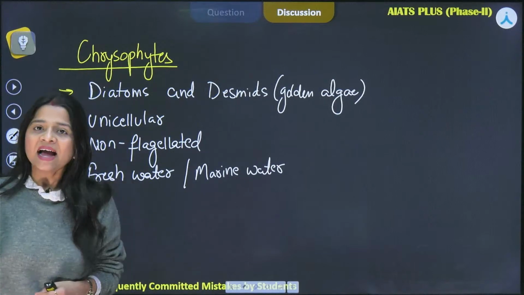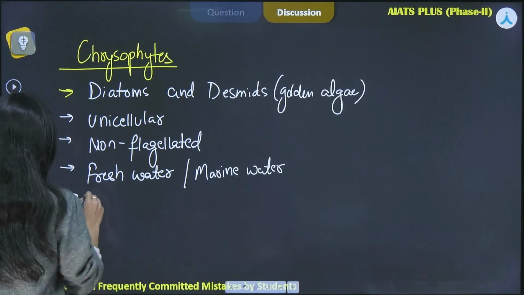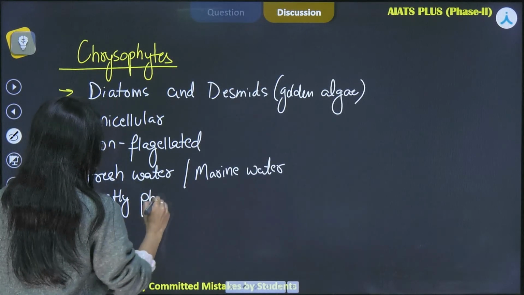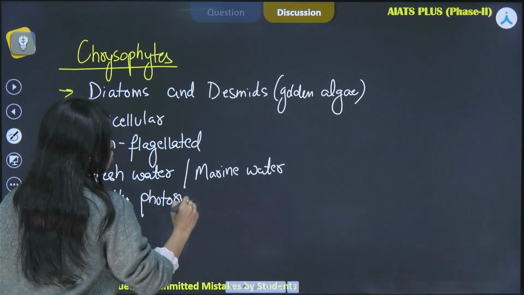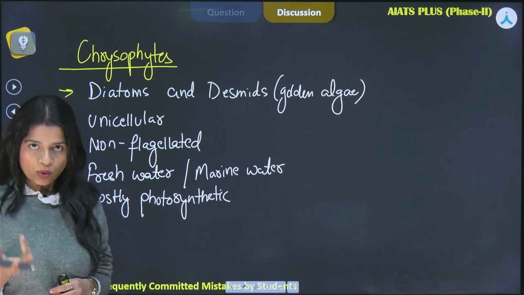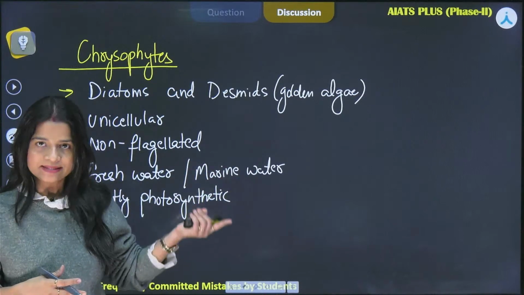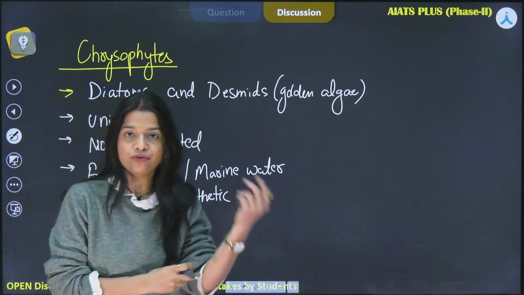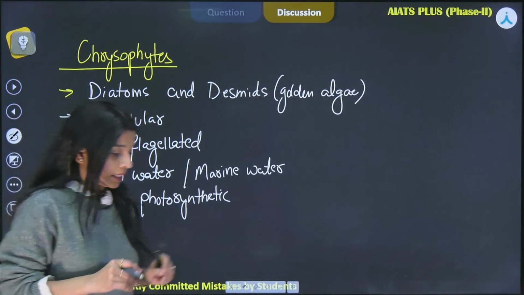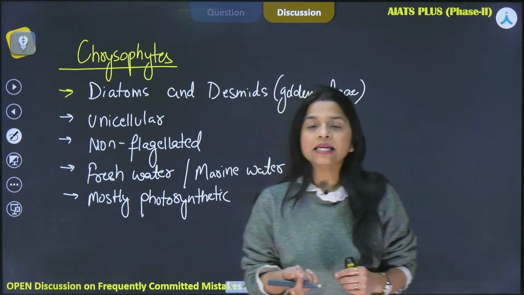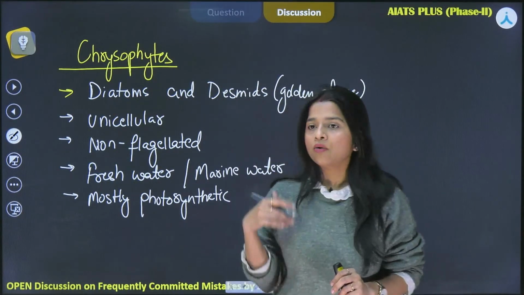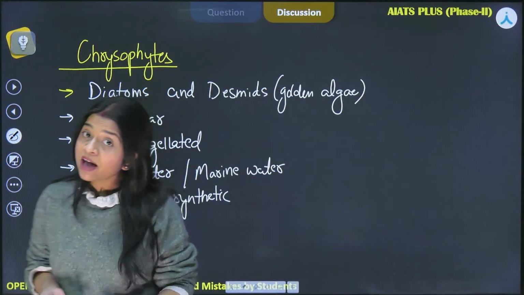Okay, and they are mostly photosynthetic. Okay, so these are the characteristic features that you have to keep in mind, because similar questions, like the question that has been asked in your exam test paper MT04, can be asked on the chrysophytes. But most certainly the question can be asked about diatoms, and very repetitively it has been asked in your PYQs also.